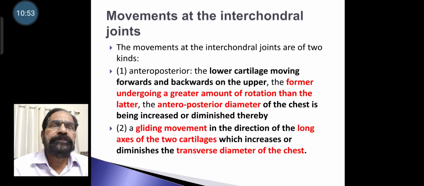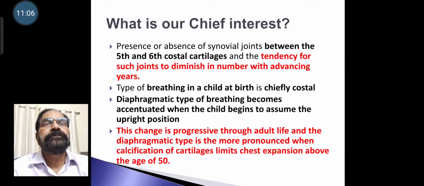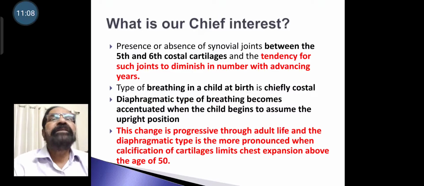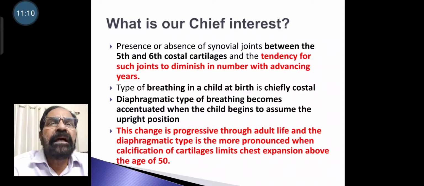The second is a gliding movement in the direction of the long axis of the two cartilages, which increases and diminishes the transverse diameter of the chest. So the chief interest is the presence or absence of synovial joints between the 5th and 6th cartilages, and the tendency for joints to diminish in number with advancing years.